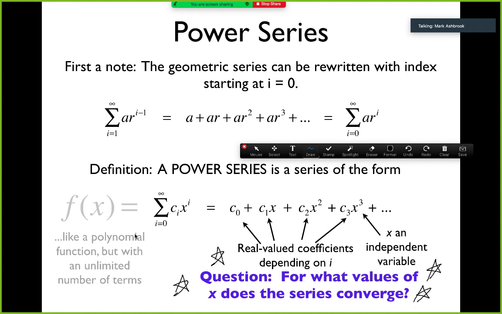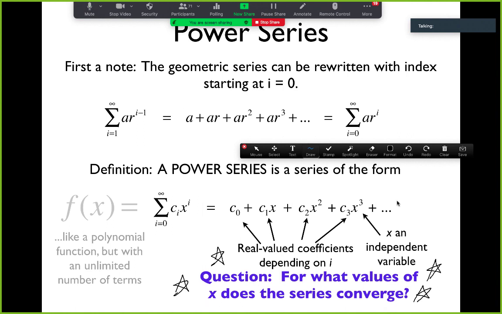Okay, so again, review. What's a power series like? It's like a polynomial with an infinite number of terms. That begs the question, and our whole focus then for these is, for what values of x will the series converge, and thus when will it diverge as well? Okay, questions on that? We're going to do examples, but any questions on the premise here?